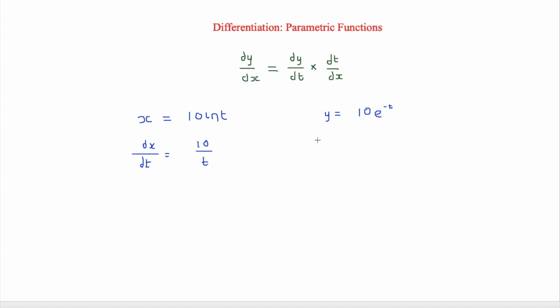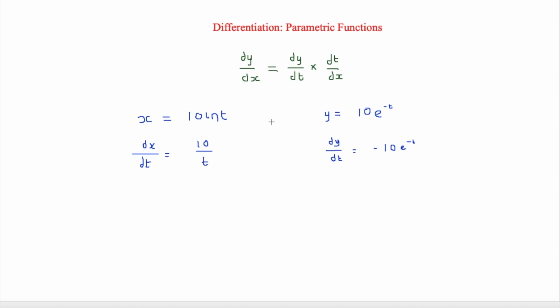And then we say that dy over dt, that is going to be equal to minus 10 e to the minus t. Now if you don't understand where this has come from, watch my video on logarithmic and exponential functions.